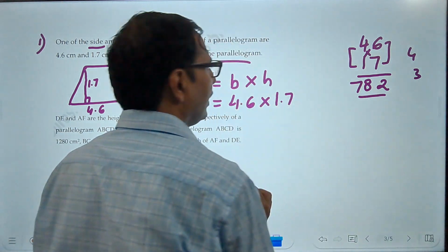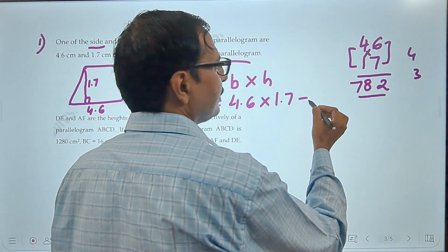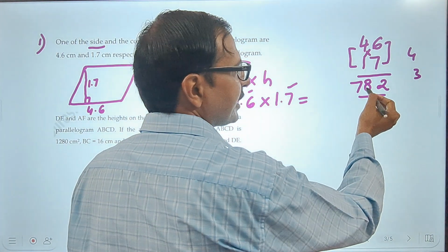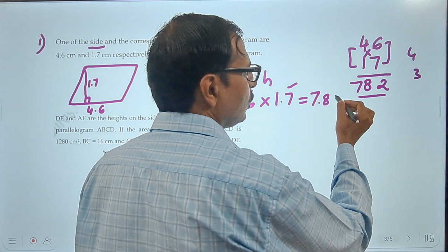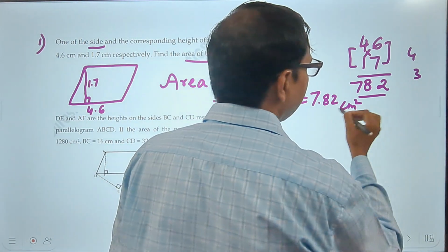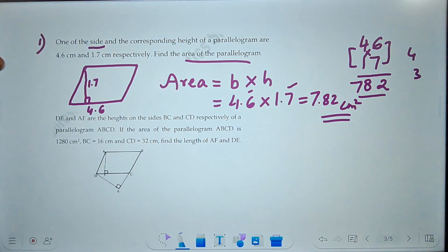So 782. Now where do you put the decimal? That's basic, right? We have 2 digits after the decimal, so 2 digits from the right hand side. 7.82 square centimeters will be the area of this required parallelogram.